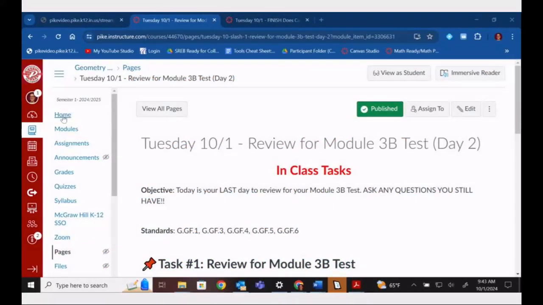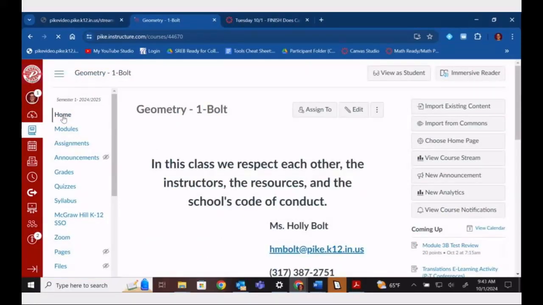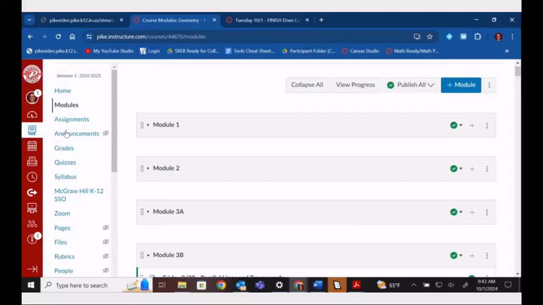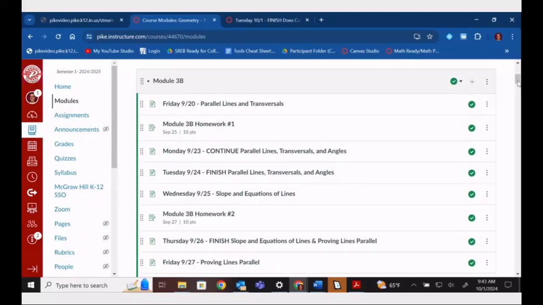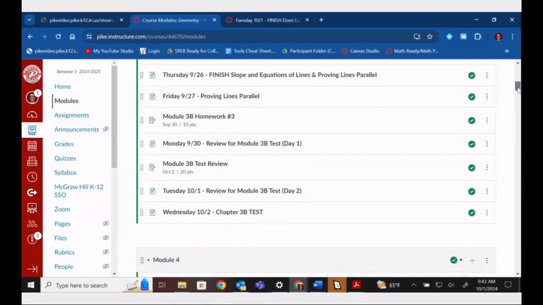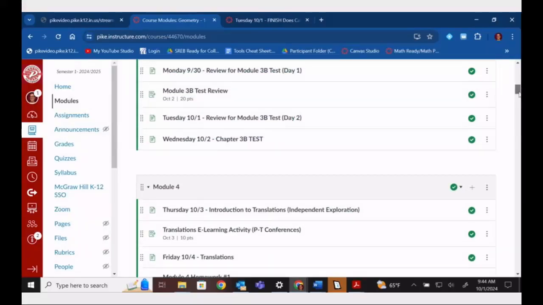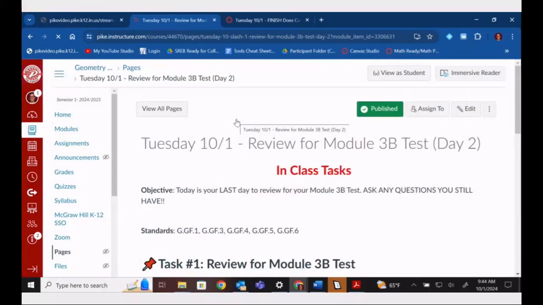I'm going to show you on Canvas where you can find the answer key for the test review. You are going to be turning that in tomorrow. From our home screen, you want to click on modules over here in these left-hand navigation tabs. You're going to find module 3B. You want to scroll almost all the way to the very bottom of that module where it says review for module 3B test day 2. It says Tuesday 10/1, that's today. You're going to click on that.